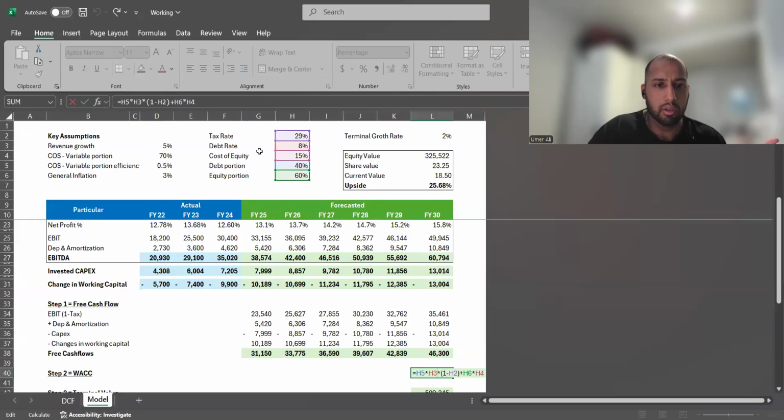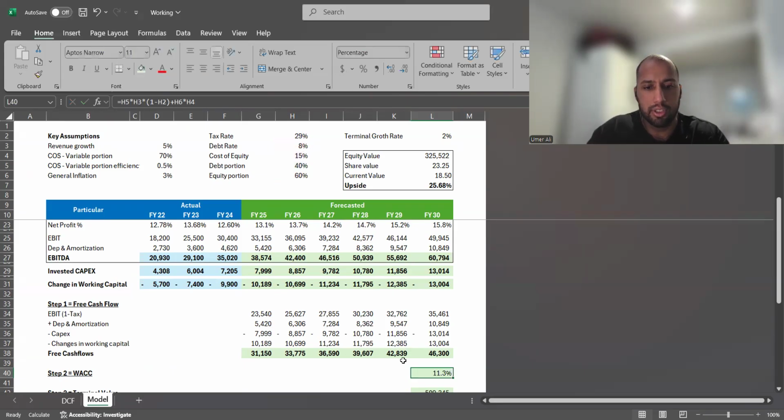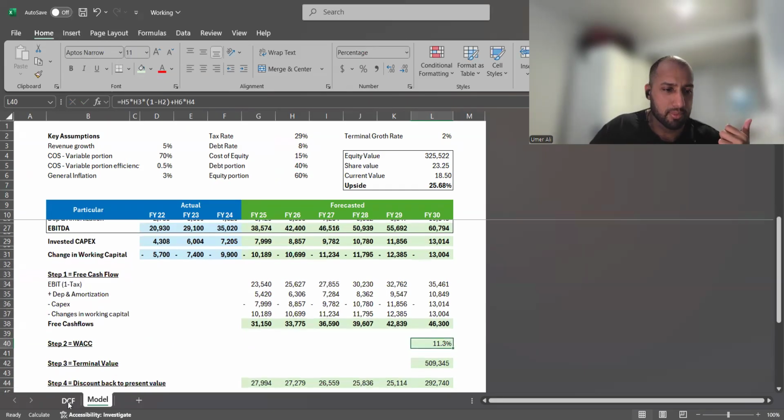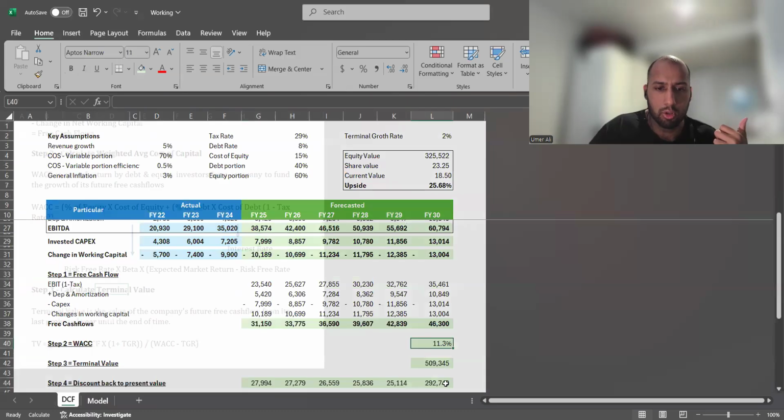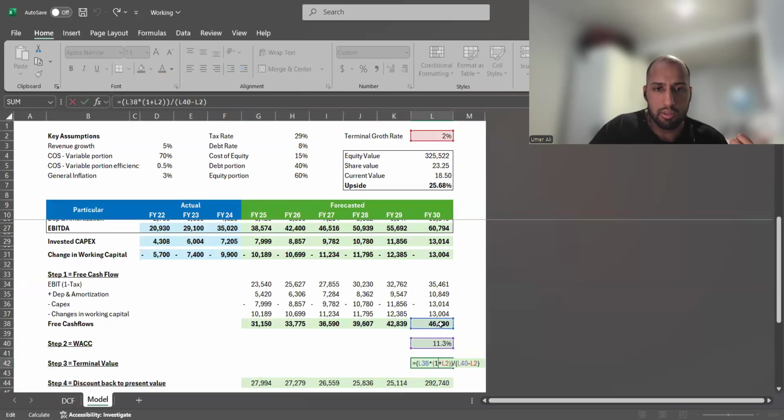So based upon our debt portion of 40% at the cost of 8% and our equity portion of 60% at the cost of equity of 15%, our weighted average is 11.3%. Our step number three was to calculate the terminal value. So here we have taken our last year free cash flow. We have grown it with our growth rate, that is 2% based upon the historical company average, and divided it by the difference of our WACC and terminal growth rate.